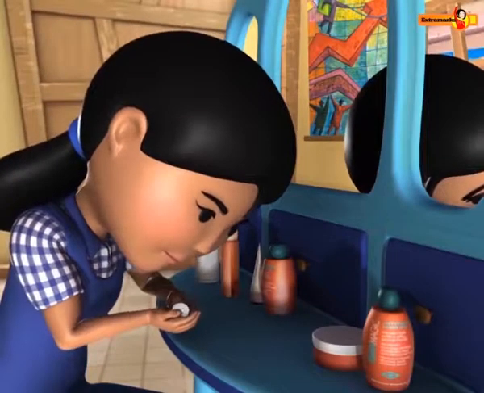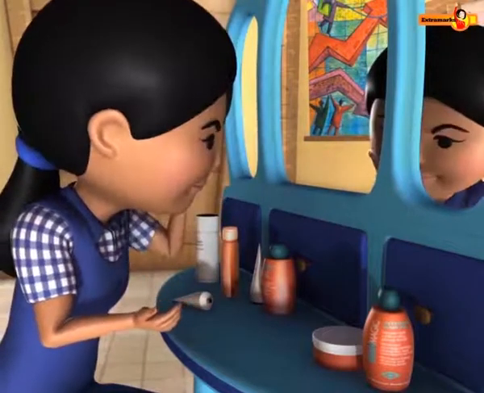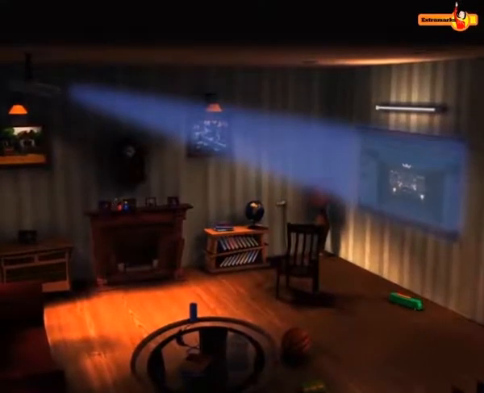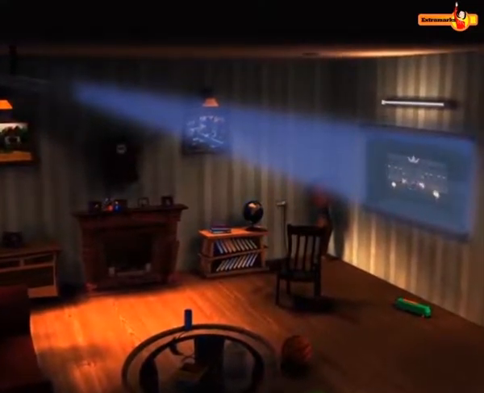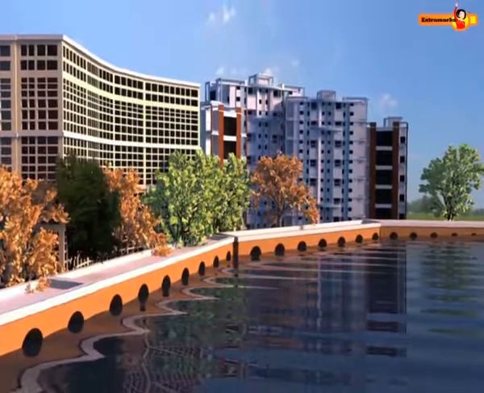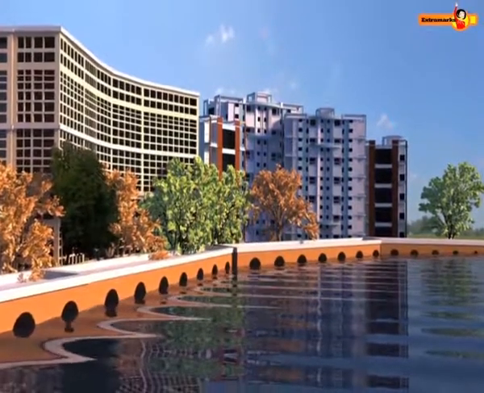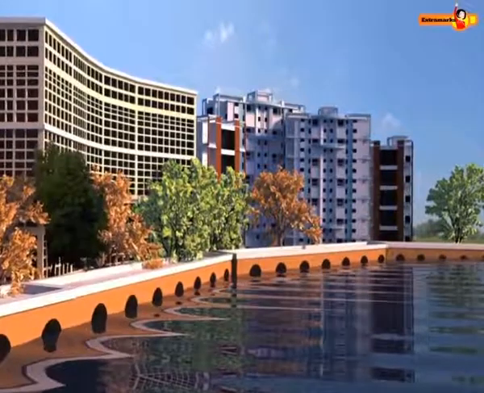Your own reflection that you see every day in a looking glass is a common example of reflection of light. The movies running on the screen of a projector is another example of reflection of light. We can see the image of various objects around a water body inverted inside it. This is again due to the reflection of light.